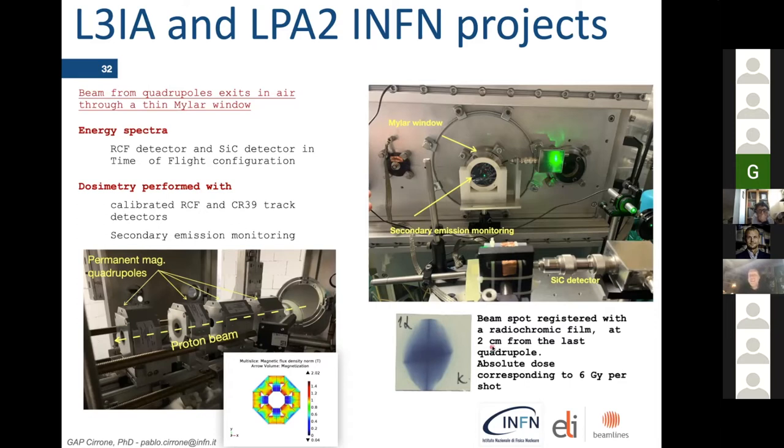And in a recent experiment, we were able to obtain around 6 gray per shot inside the chamber and around 2 gray per shot outside the chamber. And that is a big number. It's a very good number also to perform very particular radiation experiments of interest in medical application. So the diagnostic has the possibility to move the detector.